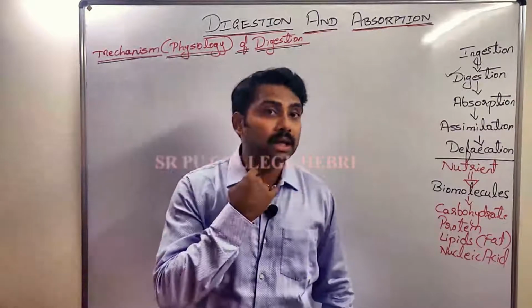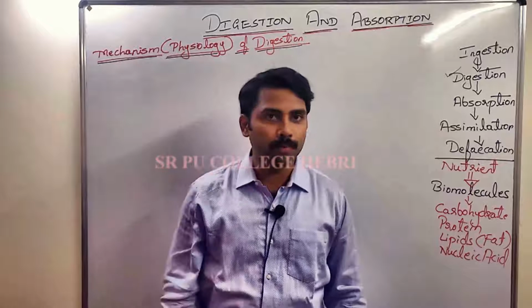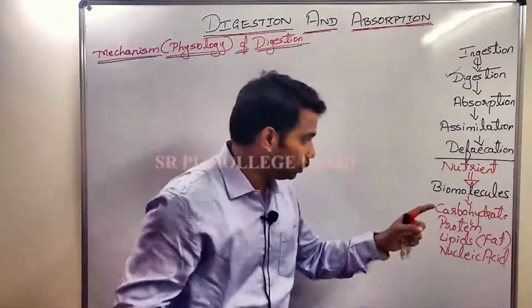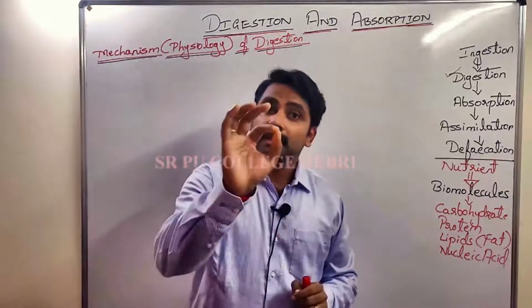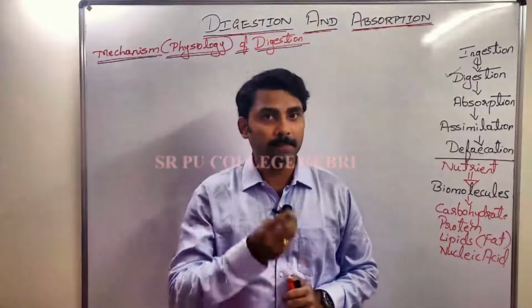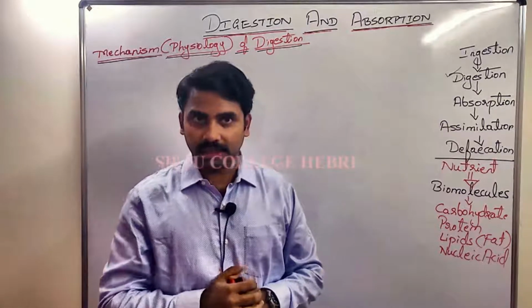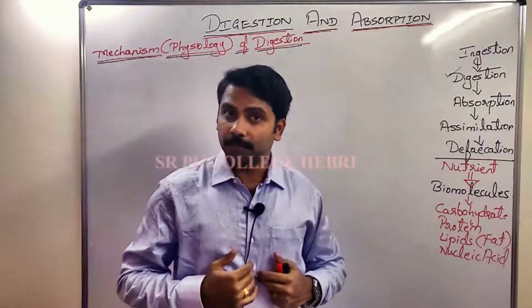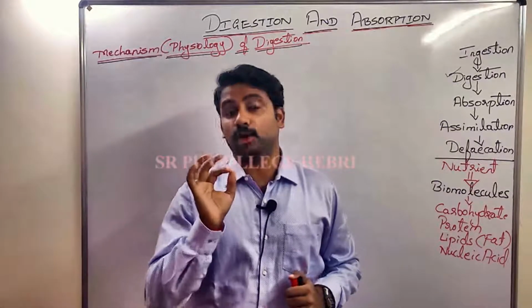Does it occur in the esophagus? Your answer is no. Right? Does it occur in the pharynx? No. So remember, when you explain the digestion, the food digestion occurs in only three regions. What are they? One is the oral cavity, also called buccal cavity. One more is the stomach. Number three, the intestine or the small intestine.